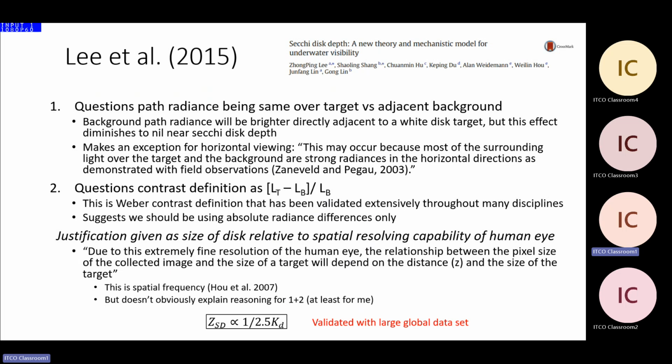What's interesting are the objections he comes up with for classical contrast reduction theory. As I just showed you, horizontal viewing works really well. You can approximate C very accurately, and that serves as validation for contrast reduction theory. He says this exception may occur because most of the surrounding light over a target in the background is strong radiance in the horizontal direction. It's demonstrated with field observation.